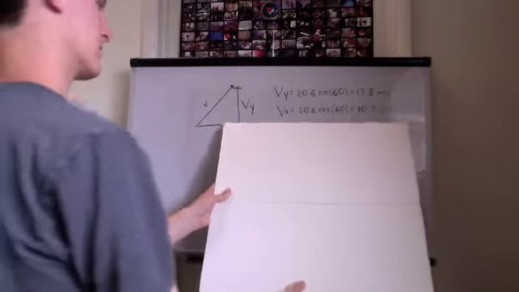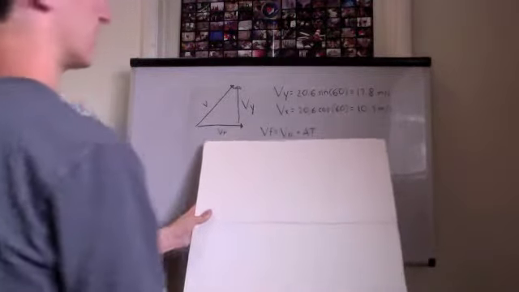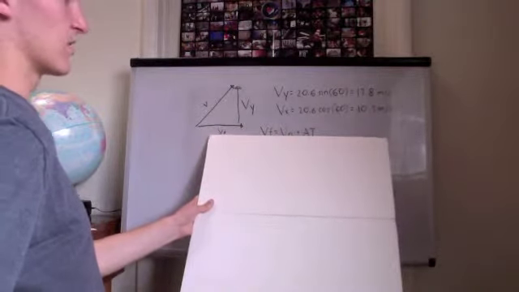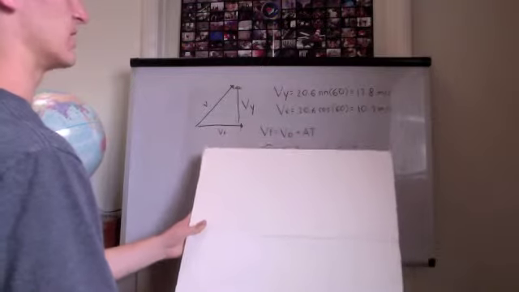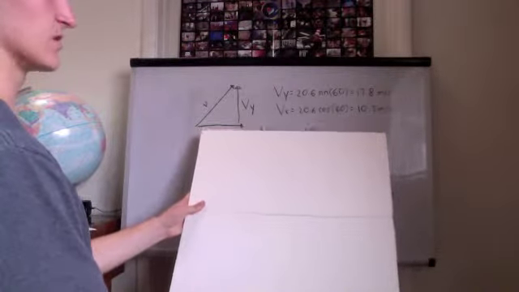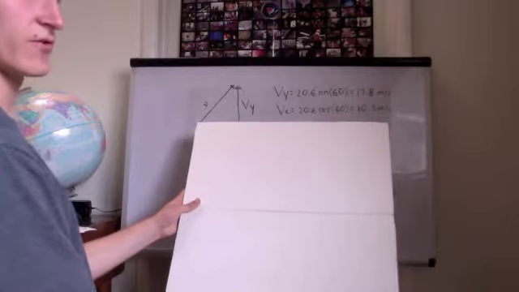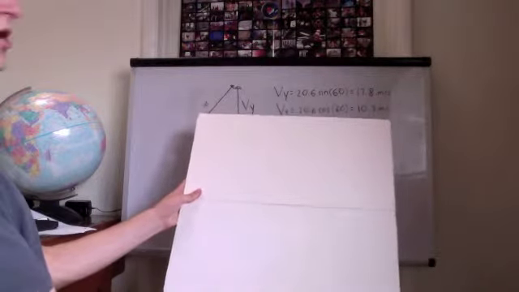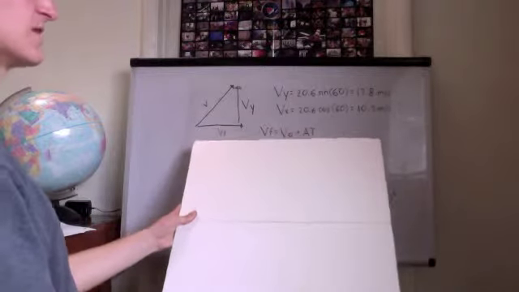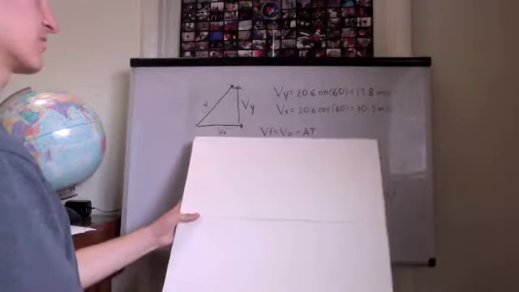Now, to find the maximum height reached by the mining cart, we need to find the time it takes for the vertical velocity to become zero, because at the point that the vertical velocity becomes zero, the mining cart can no longer rise. So that's like the highest point that it can reach.